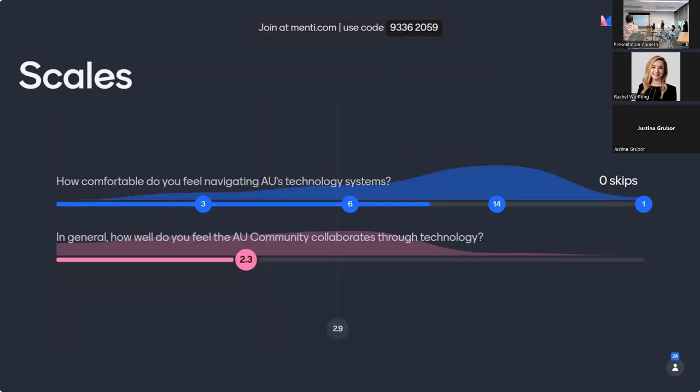Correct. Yeah. So about 13 people at 4, which is putting us at our average here. So it looks like we're relatively comfortable navigating AU's technology systems, but less confident in the ways that the community collaborates through technology. Does anyone speak to that? And online too, I will invite you in. I've got the chat pulled up here.